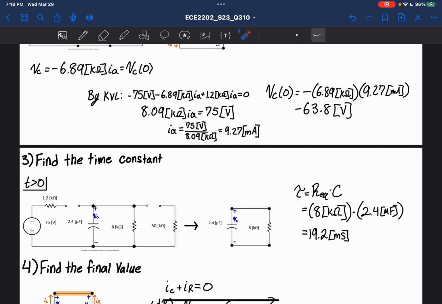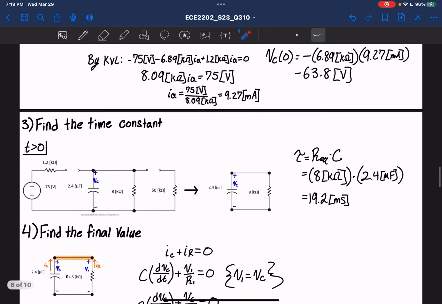And the time constant in our circuit, we have an RC circuit, so we just got to multiply the equivalent resistance by the capacitance. And we only have one resistor, so we don't have to find the equivalent resistance. It's already given. So we multiply these two values right here. That's going to give us 19.2 milliseconds for our time constant, our second parameter, right?